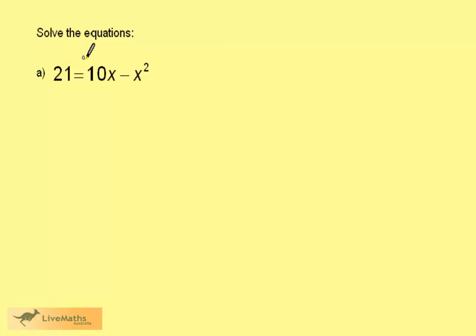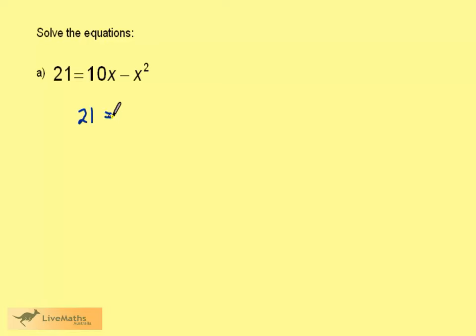We want to solve the equations below. The first of these is 21 is equal to 10x minus x squared. Clearly, this is not in the same form as previous equations in this section, so we're going to need to rearrange it.